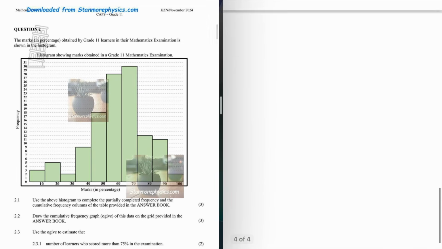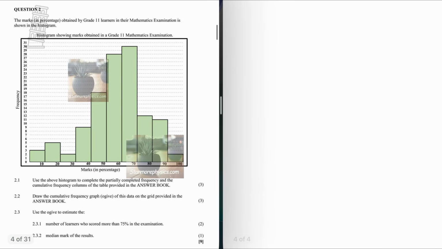Now let's move on to question number 2. The marks in percentage obtained by grade 11 learners in their math exam is shown in the histogram.